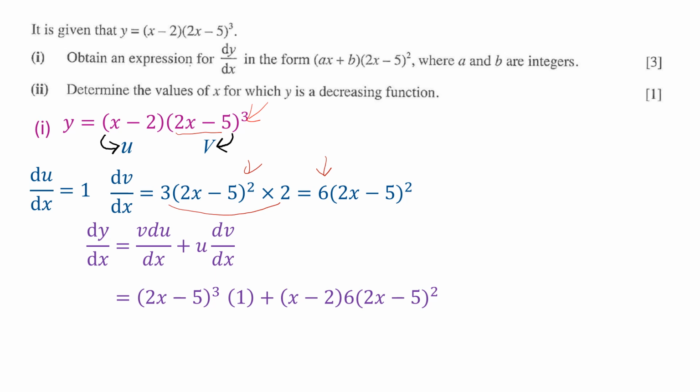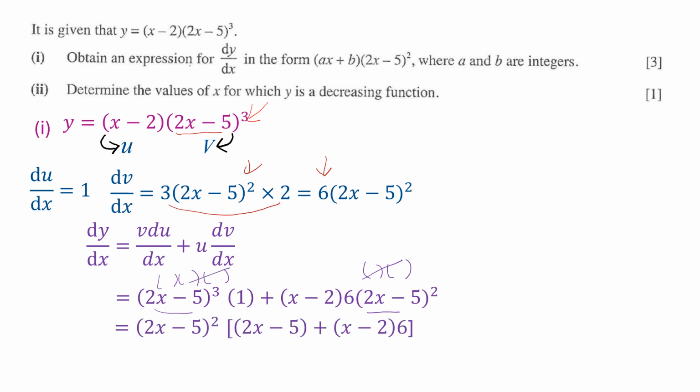Alright, so we need to take out some common factor. You see that this and this are common. There are 2 of these and 3 of these. So we just take out 2 of them. If you take out 2 of them, you're left only with 1, 2x minus 5. Here you take out both of them, so you're left only with 6 and x minus 2. And simplify those things in the huge square bracket. And that is how you do part I, which is manageable. So let's go to part 2.